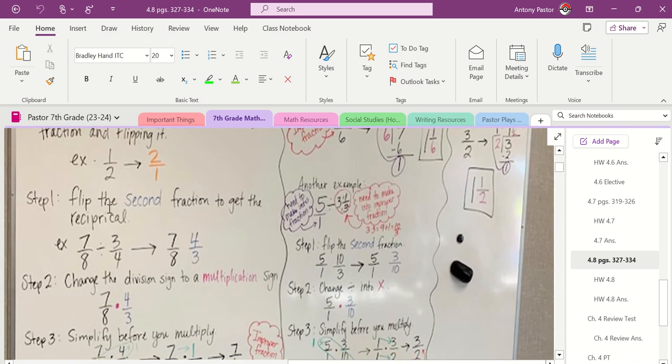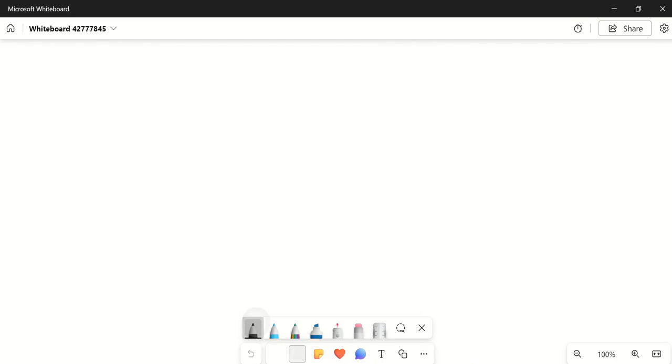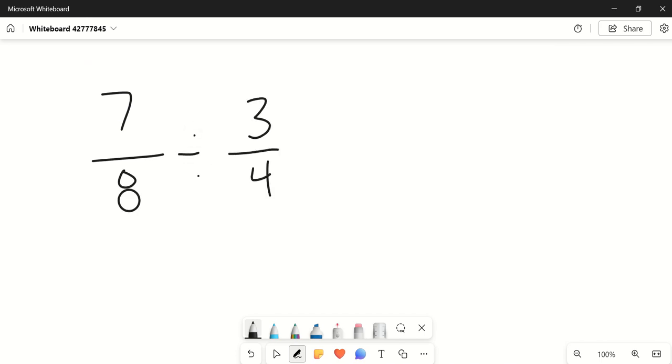That is called taking the reciprocal. Step 1 is flipping the second fraction to get the reciprocal. So our example here would be 7/8 divided by 3/4. Now we're going to go to our whiteboard. 7/8 divided by 3/4. Now, there are specific steps we need to take.